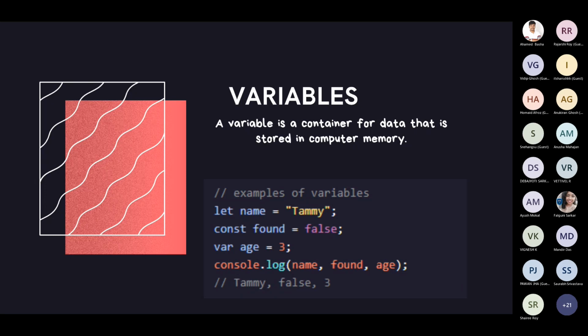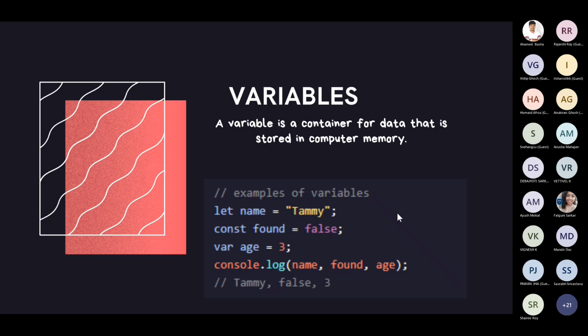Now comes variables. It's very important. Any one of you who has a prior programming language has already come across this term, variables. And if you have not, let me break it down for you. As you can see, a variable is a container for data that is stored in computer memory. And there are three types of variables: let, const, and var.